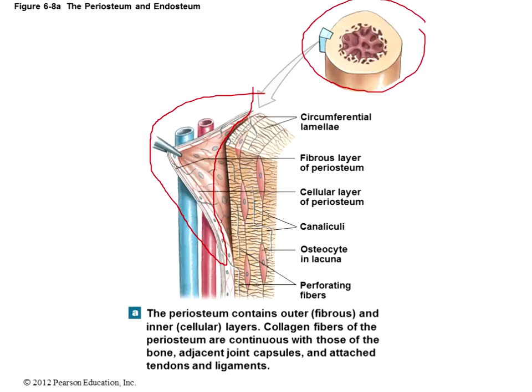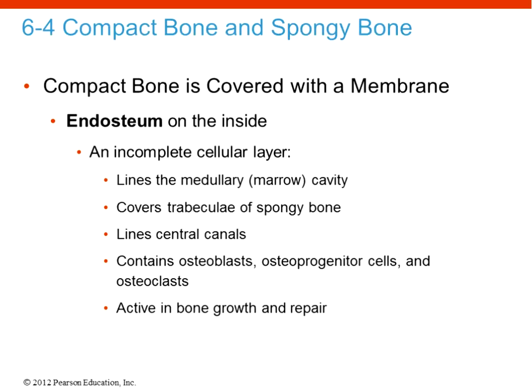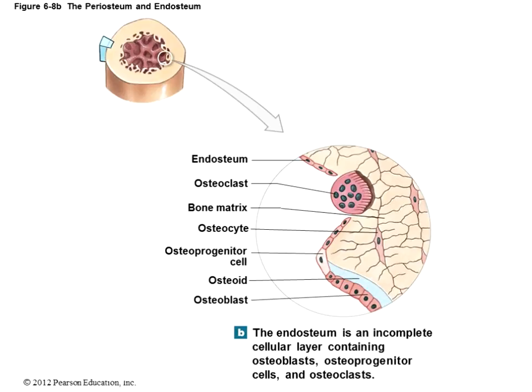So if this is a cross section through the shaft of a long bone, we're looking at the outer layer of periosteum. Okay? The inner layer is referred to as the endosteum. The endosteum is where we see a lot of these cell populations like osteoblasts and osteoprogenitor cells, and we see active bone growth and repair in this location.